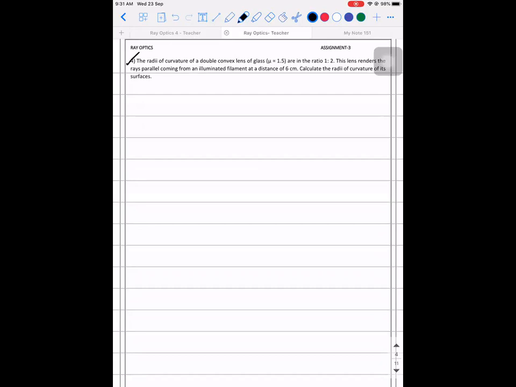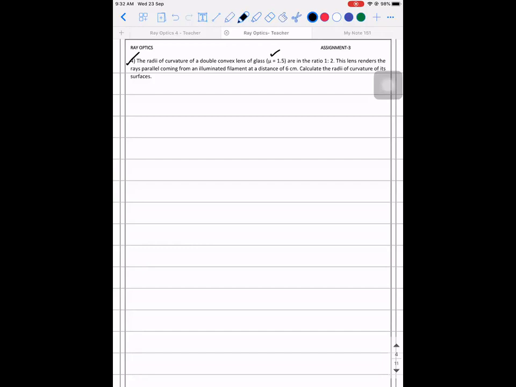The radii of curvature of a double convex lens of glass whose refractive index is 1.5 are in the ratio 1:2. If R1 is R, R2 will be 2R. That is the meaning. This lens renders the rays parallel coming from an illuminated filament at a distance of 6 centimeter.